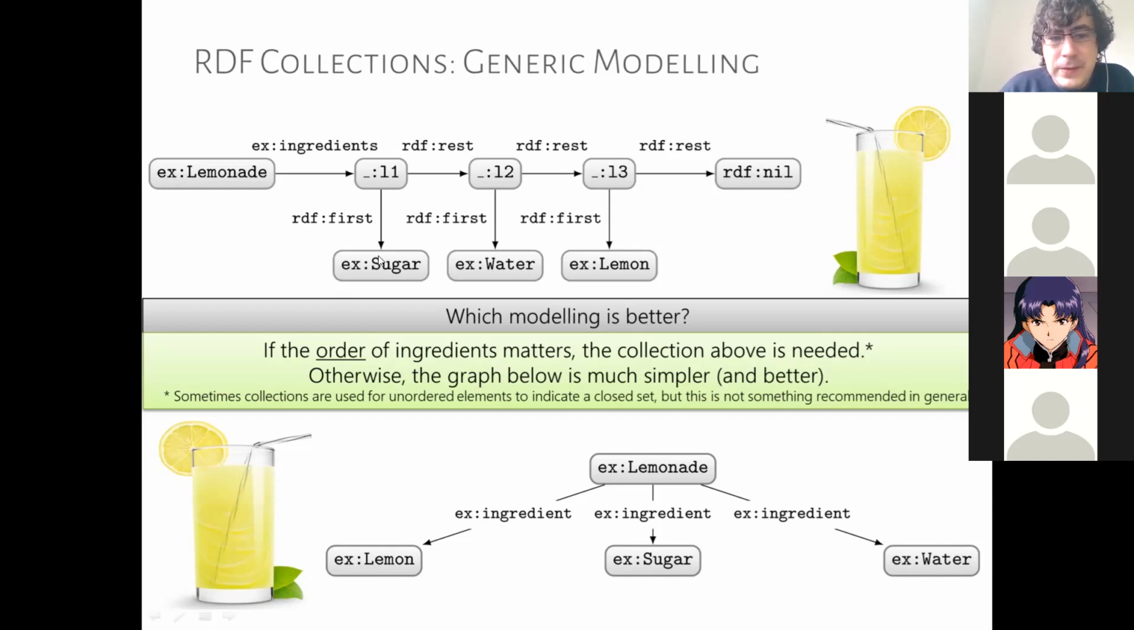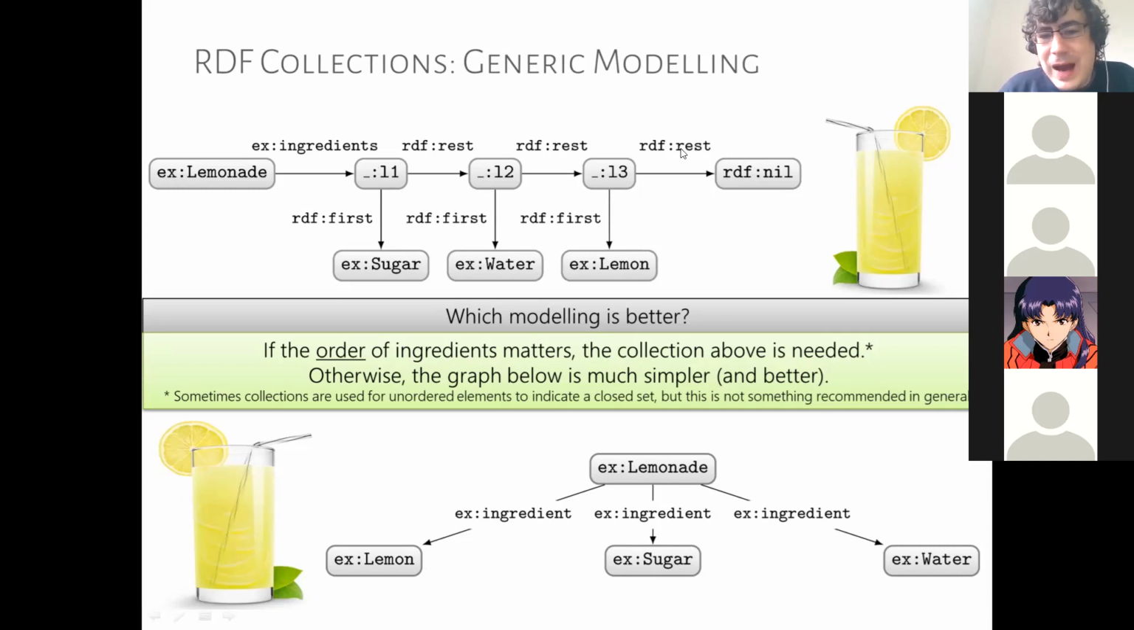Between these two options, this is the only one that represents the order of the elements. So if that matters, this is better. Otherwise, if you don't care about the order, this is much better. This is just much simpler. It's going to be much easier to query and so forth.